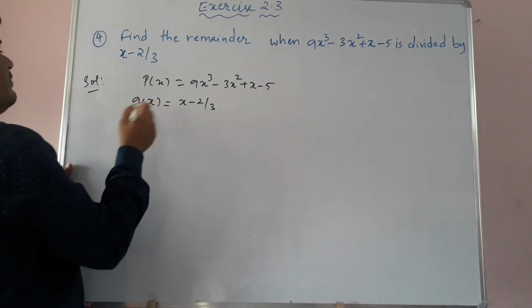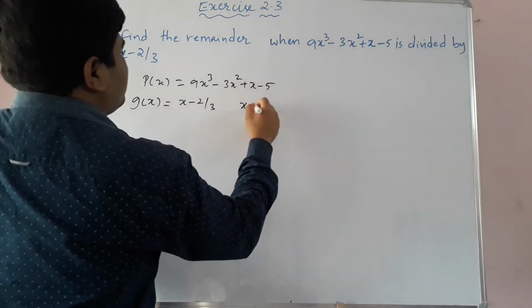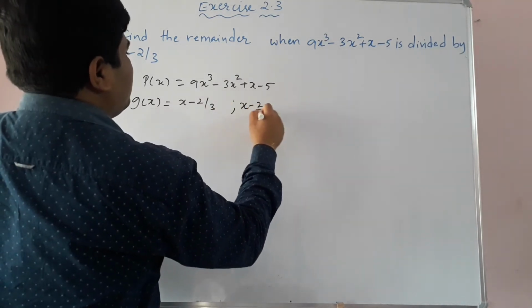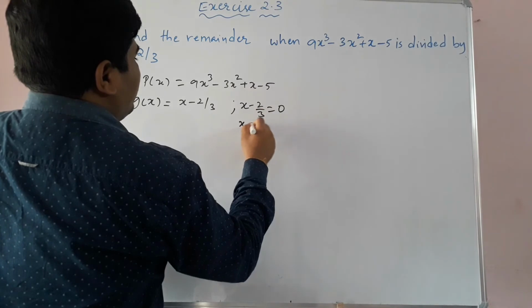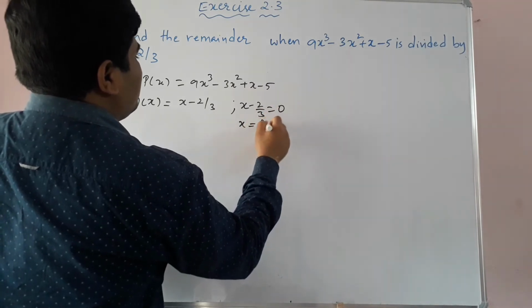So children, just x minus 2 by 3 equal to 0. So x is equal to 0 plus 2 by 3. So that is 2 by 3.